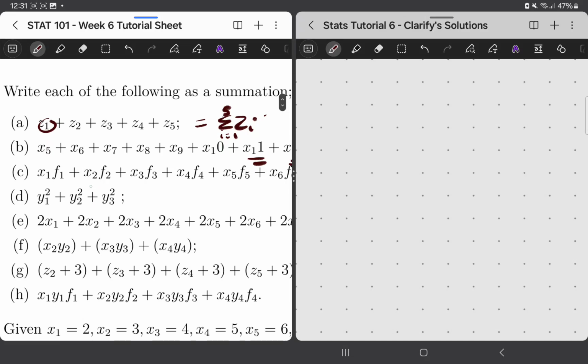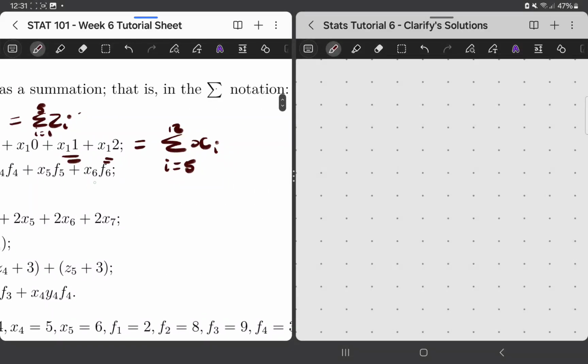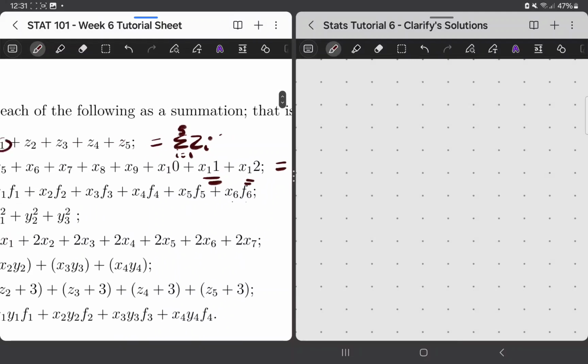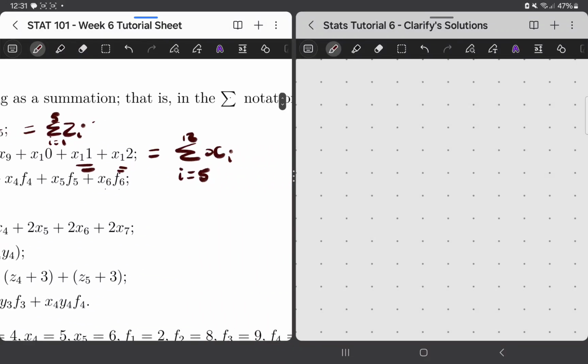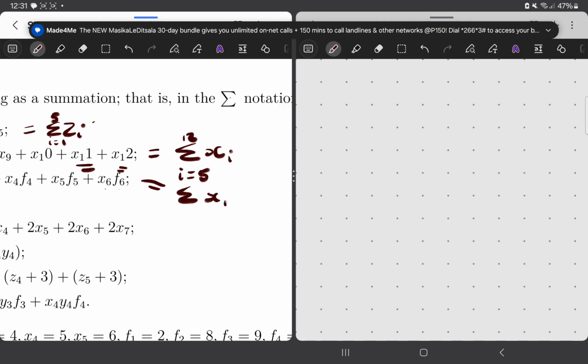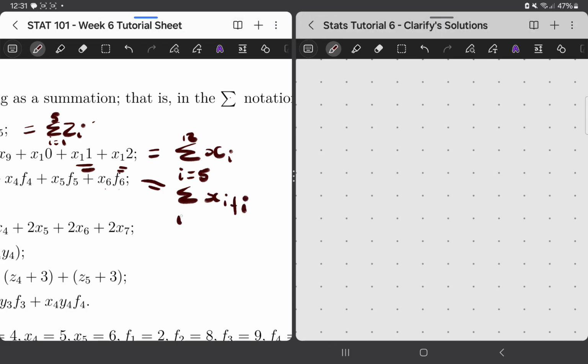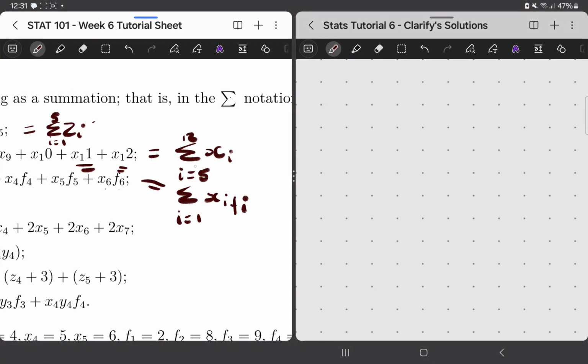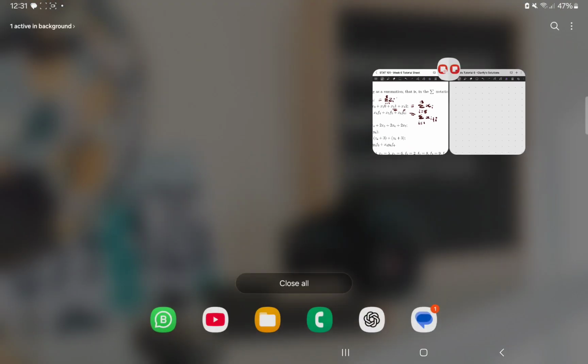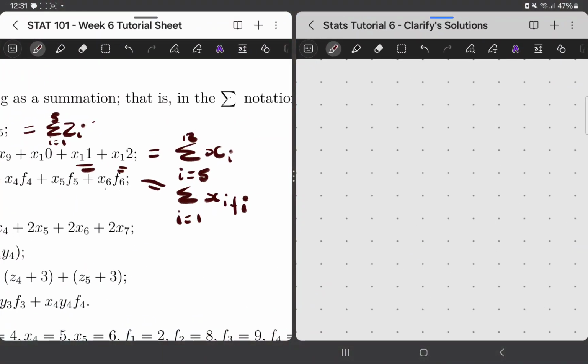So now we have again x1, f1, x2, f2. When we have these two things like this, it's x and f. Both of them are increasing from x1, f1, x2. So we can say this is going to be equal to the summation of xi fi, because both of them are increasing. And we say from 1 up to 6, because it's ending at x6, f6.